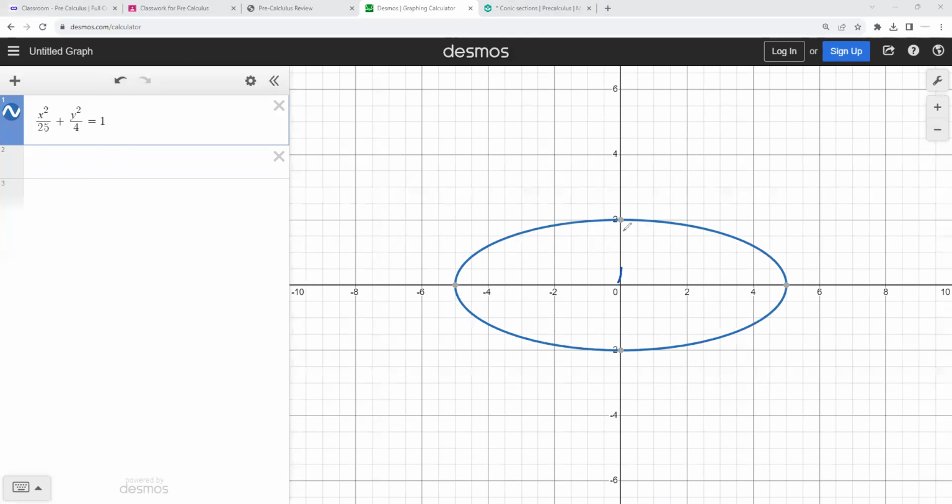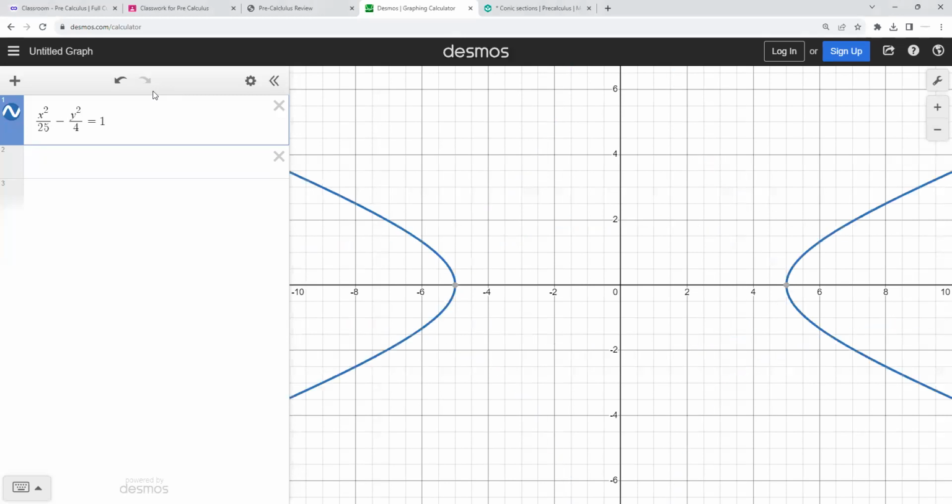So you can see the co-vertices is 2, right? It's at 0, 2, 0, negative 2. We know how to find coordinates. And the main vertices is at 4, negative 4. Okay, now let's change this to a minus sign. Now it becomes a hyperbola.